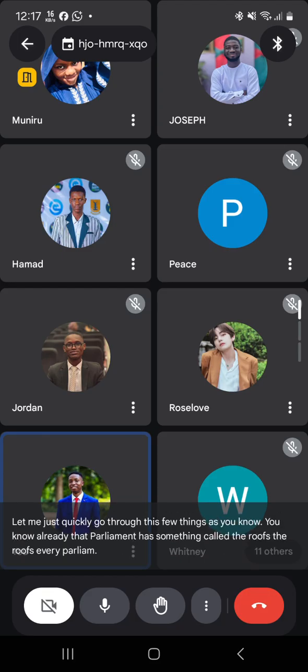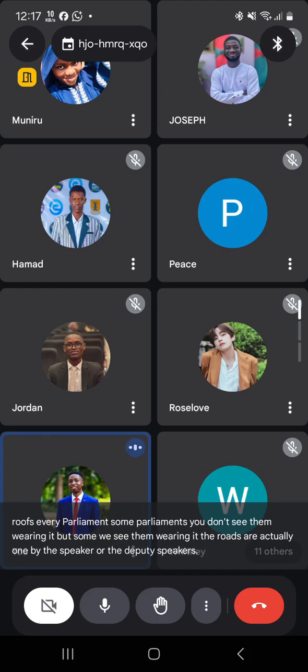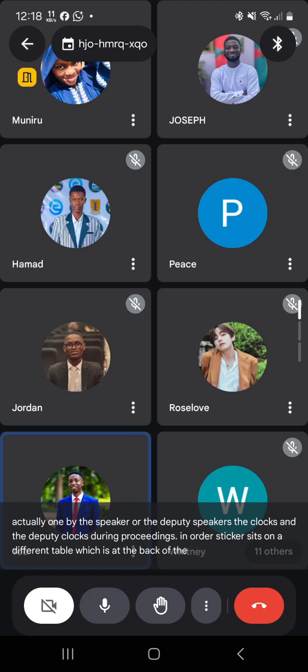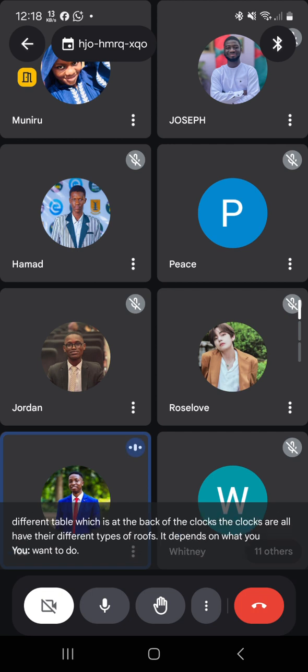In some parliaments you don't see them wearing robes, but in some you do. The robes are worn by the speaker or the deputy speakers, the clerks and the deputy clerks during proceedings. The speaker sits at a different table, at the back of the clerks. The clerks as well have different types of robes, depending on what you want to do. So if this parliament does not have its full set of robes, I encourage you to get it.